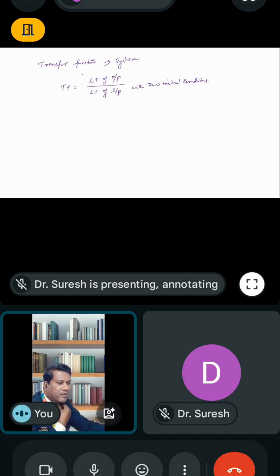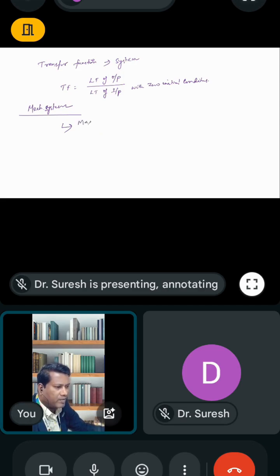I'll give you one simple example of how to find the mathematical expression or transfer function of a physical system. For that, assume a mechanical system. The basic components of a mechanical system are mass, dashpot and spring. So mass M, dashpot B and spring K.